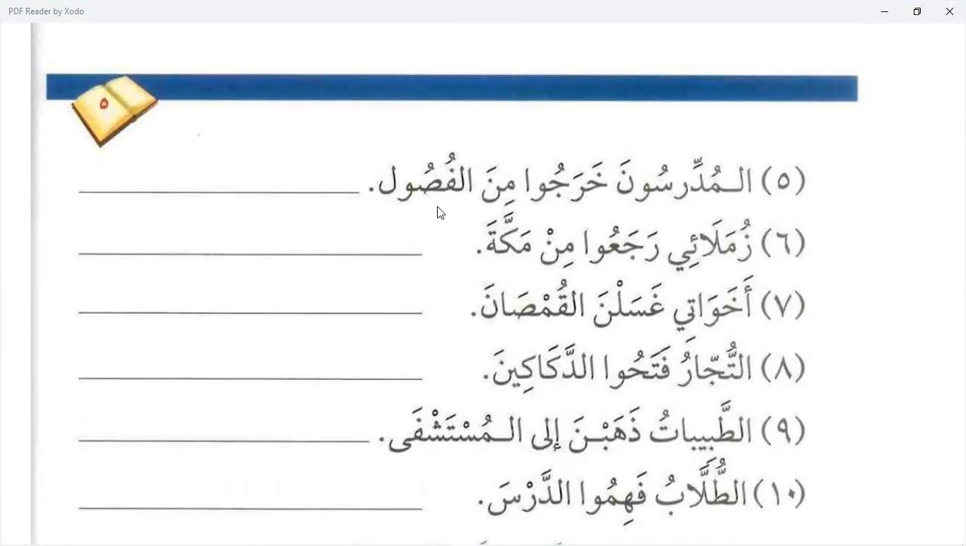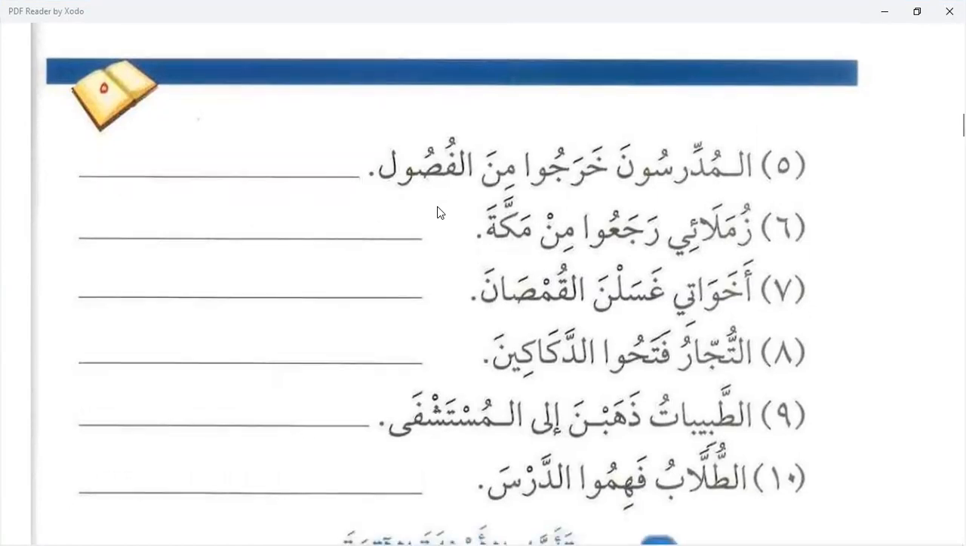Assalamu alaikum, sir. Wa alaikum assalam. At-tujaru fatahud daqaqina. At-tujaru fatahud daqaqina. Fataha tujaru daqaqina.